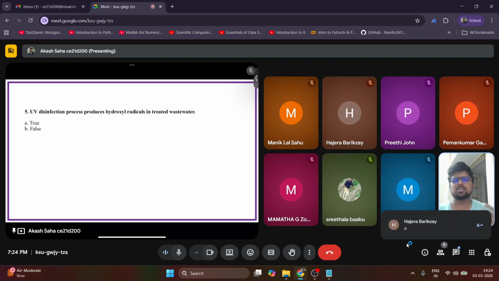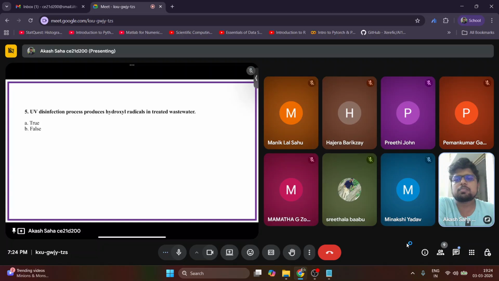So this is very direct. Mostly it is true because we need some oxidizing agent. So that's why these hydroxyl radicals are very powerful agents, and these are also effective in disinfection. Even we know that by UV radiations we can also do photocatalysis and all these things. So hydroxyl radicals are produced in the wastewater.